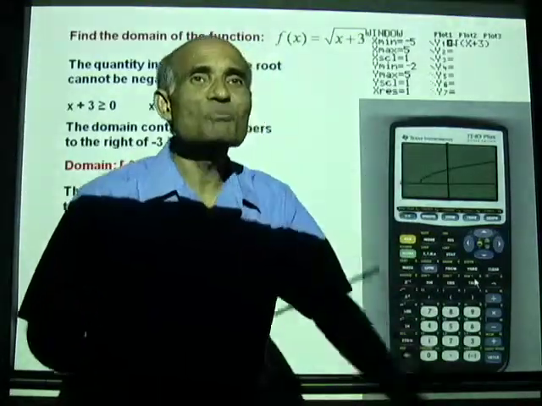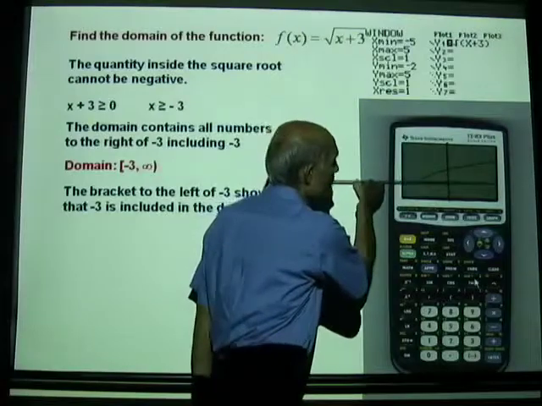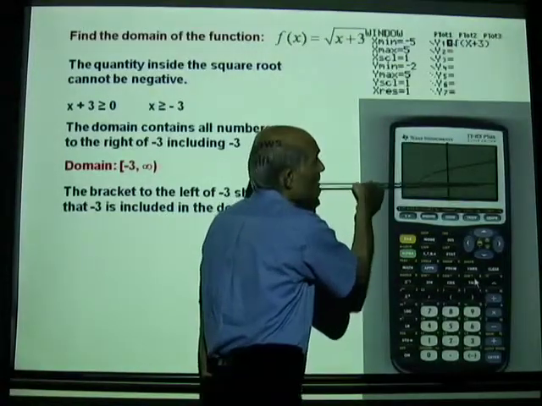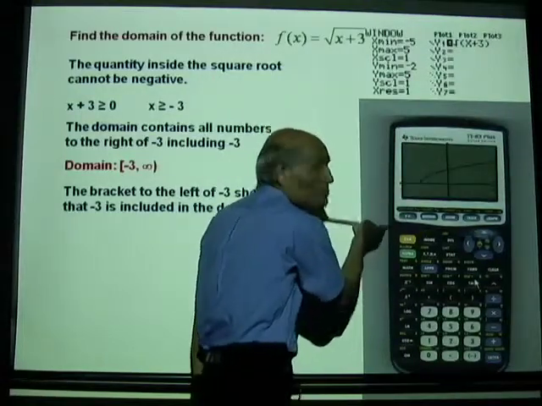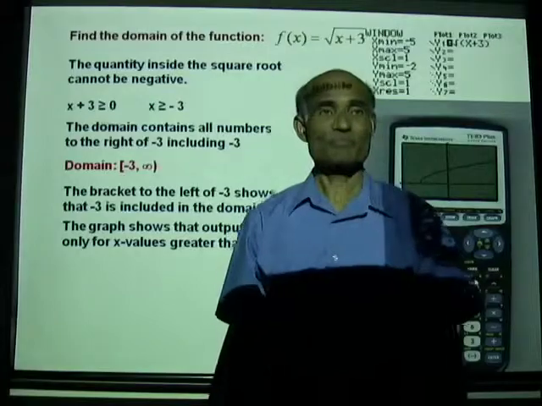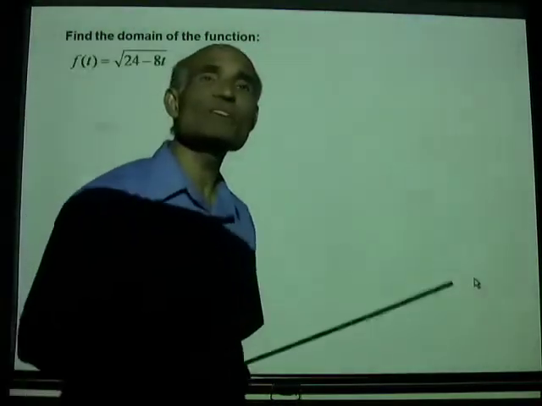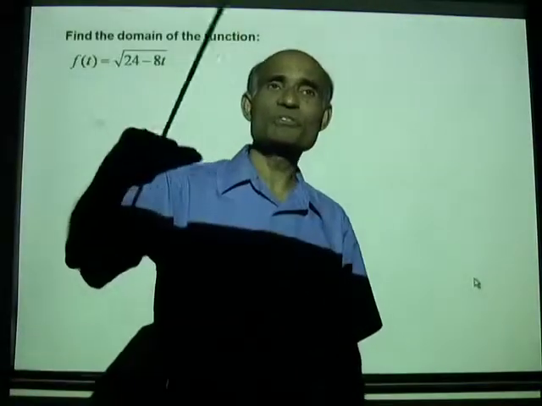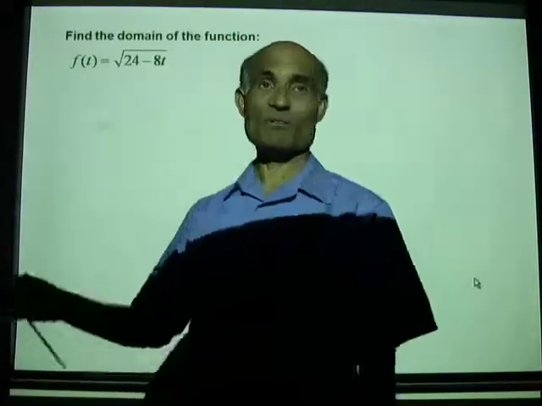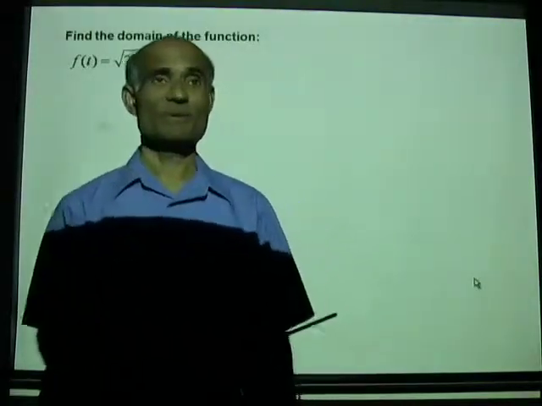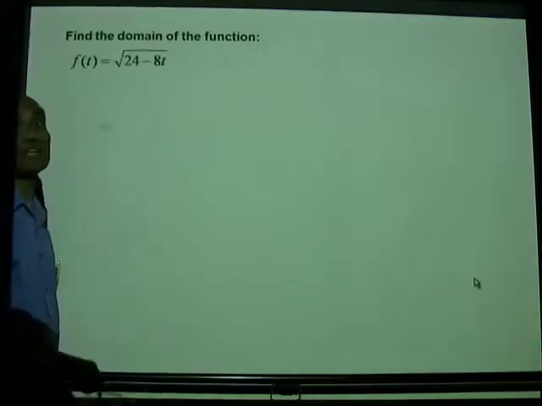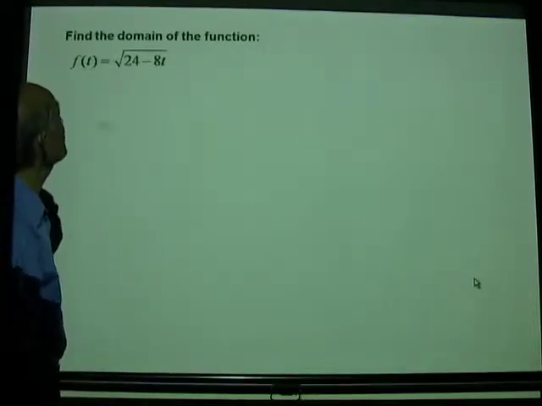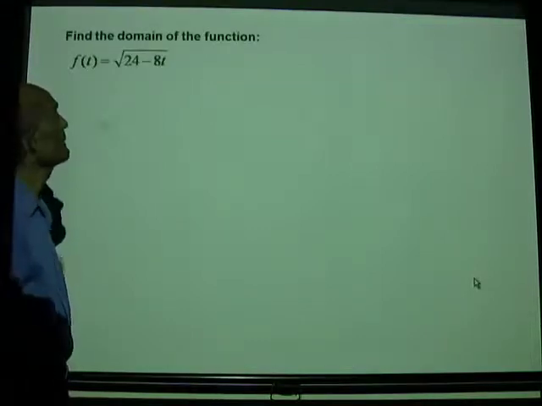What is the minimum output you can have here? The minimum output is 0. And you can have any output greater than 0, but you cannot have an output less than 0. So the range of the function will be 0 to infinity. All right, let's do another one of the same type. Find the domain of the function f of t equal to square root of 24 minus 8t.